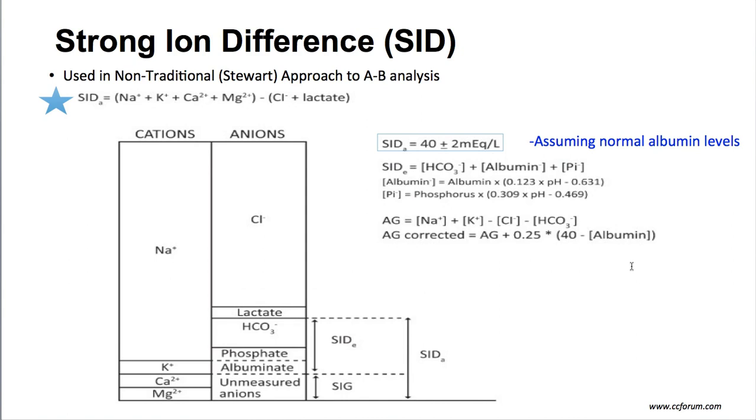Last topic, strong ion difference. Kind of a similar concept in the fact that it is cations minus anions, and in the strong ion difference you have sodium, potassium, calcium, and magnesium minus chloride plus lactate, and the difference between those two is approximately 40. And you can see the major cations in this graphic, sodium being the most important one, and the major anions with chloride being the most important anion.